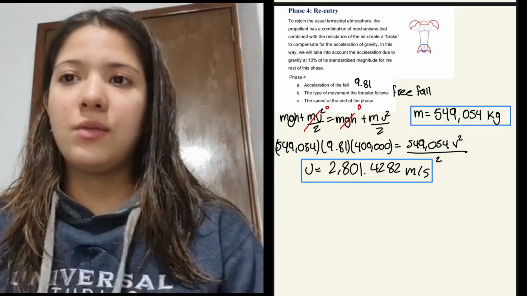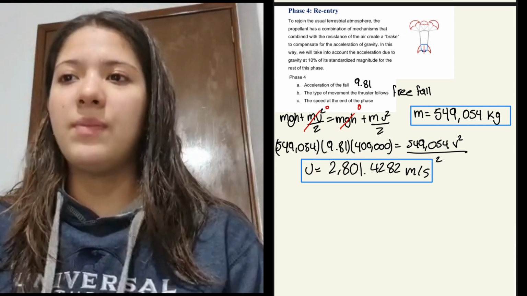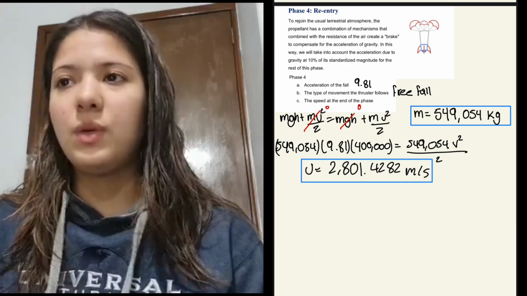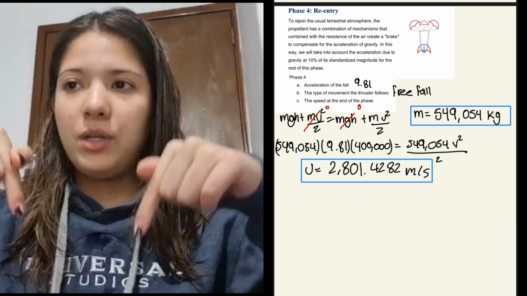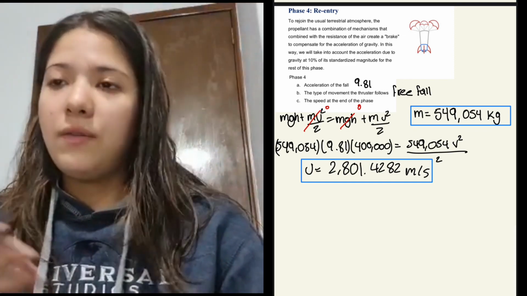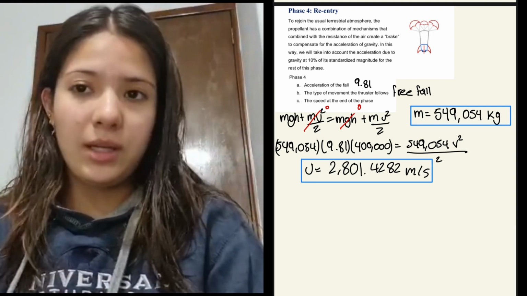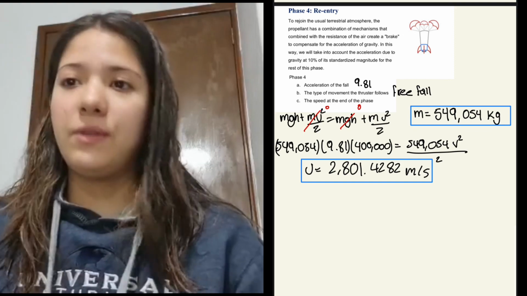Okay, so now this is phase 4, and it is called re-entry. And we are asked what is the acceleration of the fall and the type of movement that the thruster follows. Basically, it was pretty simple, since we know that the rocket is going downwards, so it will be free fall. Therefore, the acceleration of the fall will be 9.81, which is the normal acceleration of gravity. So it is free fall.